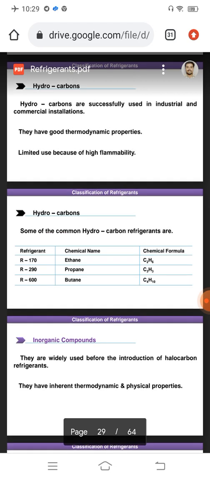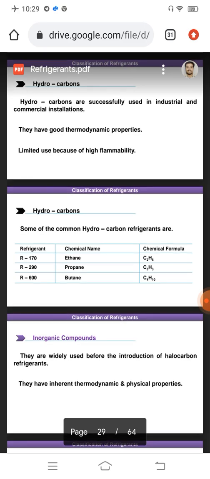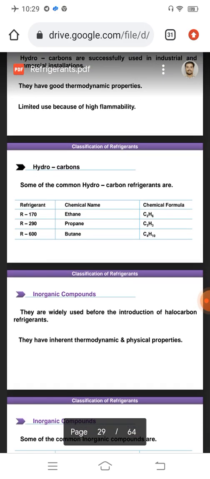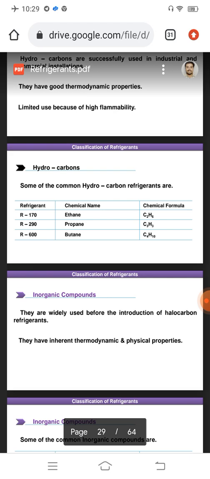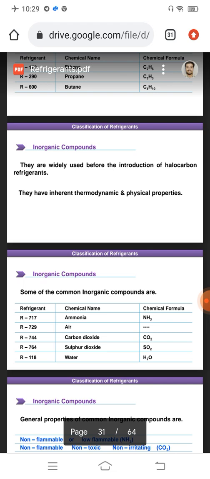Hydrocarbon compounds are used in refrigeration systems in oil refineries and the petrochemical industry due to their low cost and ready availability. Several organic compounds of these groups are used as refrigerants for commercial and industrial applications. So these are related to the hydrocarbon compounds. Next we are going to see inorganic compounds. Inorganic compounds are further classified as cryogenic or non-cryogenic.